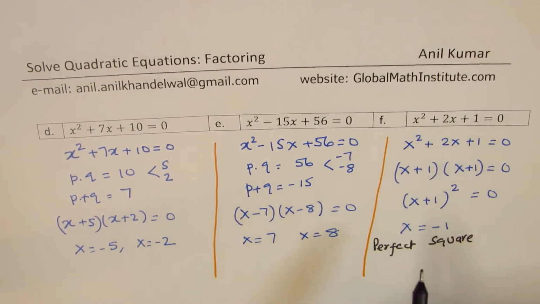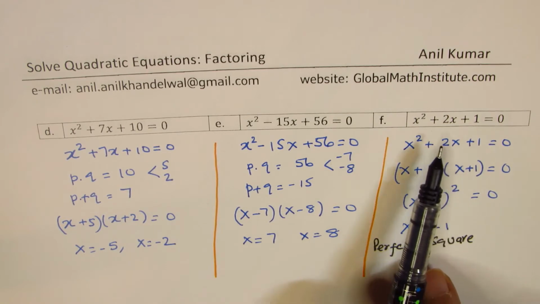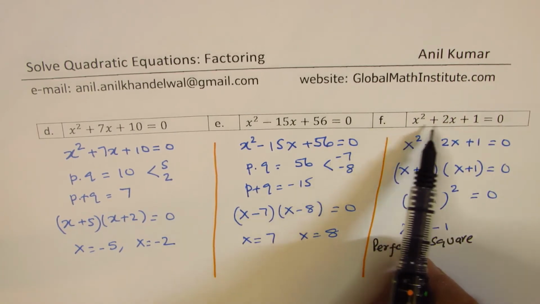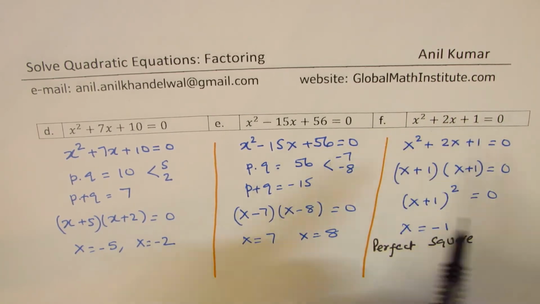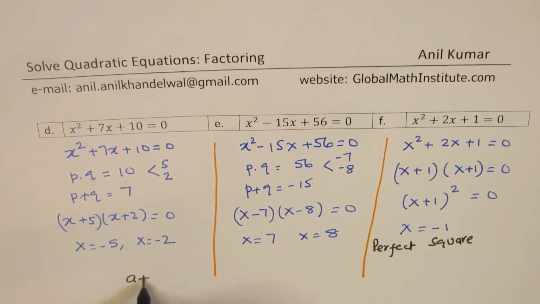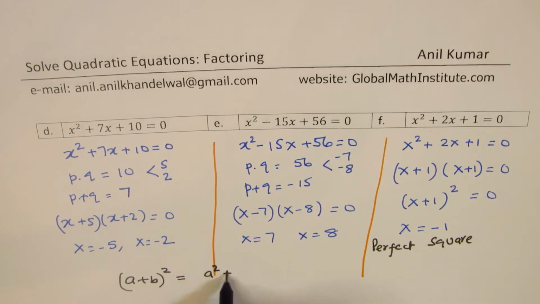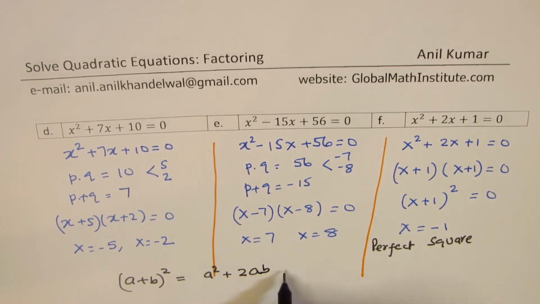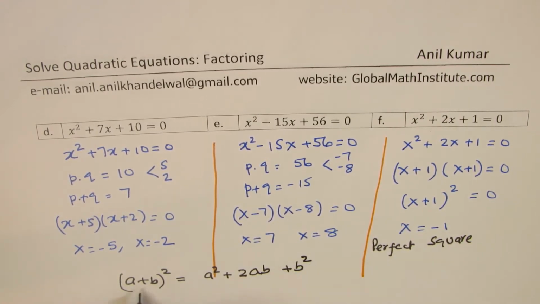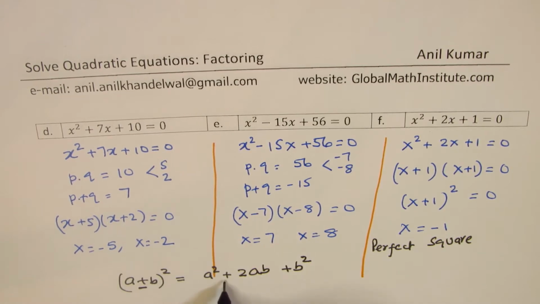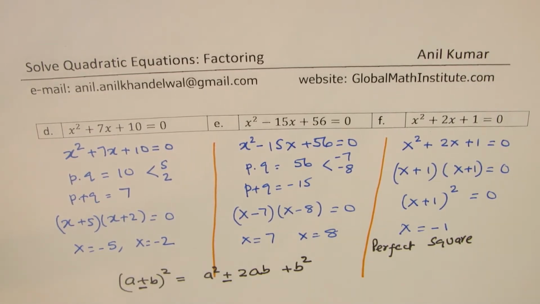What you observe here is that the form is a square plus 2ab plus b square. So let me write down. If you have a plus b whole square, it can be written as a square plus 2ab plus b square. It could be a minus b whole square. In that case, the center term will be minus. So in such cases, we are going to have only one solution, just as you saw in this example.